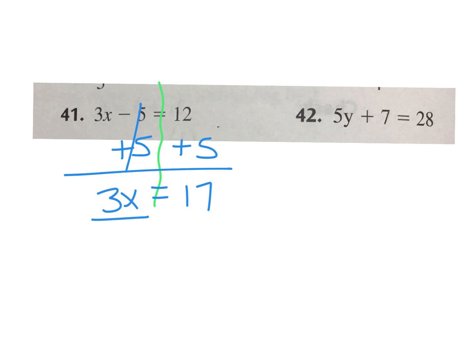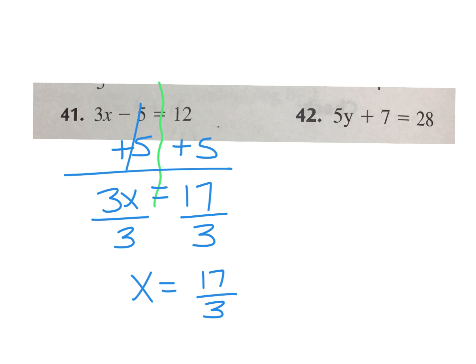And then my second step, because 3 and x side by side means multiplication, I'm going to divide by 3. And x equals 17 over 3. Or if you do the math, it'll be 5.67 or 5 2/3. Okay, so you can leave it an improper fraction. I'm fine with that.